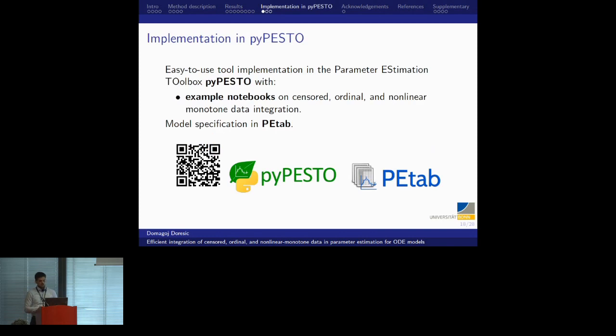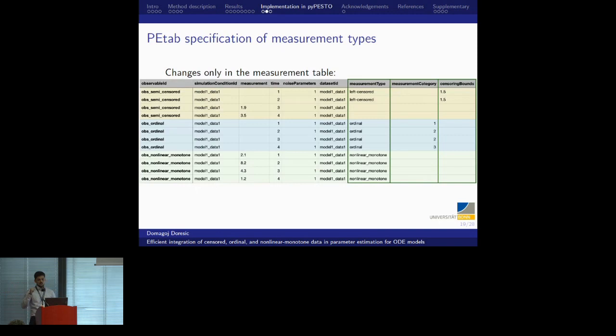I'm going to just shortly mention the implementation in PyPesto. So we have our parameter estimation toolbox PyPesto. It has example notebooks on the usage of censored, ordinal, and nonlinear monotone data. And as for PyPesto, there are other model specifications, but for this approach, we use the model specification in PEtab. The additional effort that one needs to go through to specify that some measurements are nonlinear or ordinal and so on is actually very little. So in the PEtab format, one just needs to include some additional columns in their measurement table of the PEtab format.